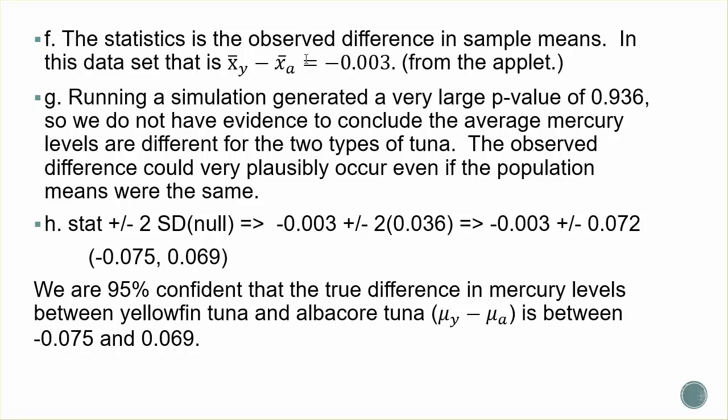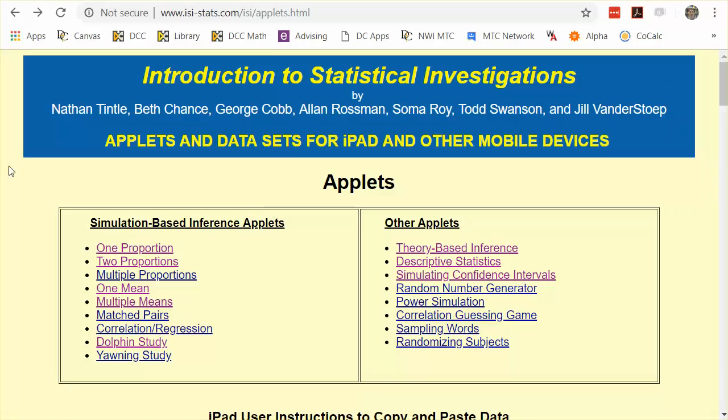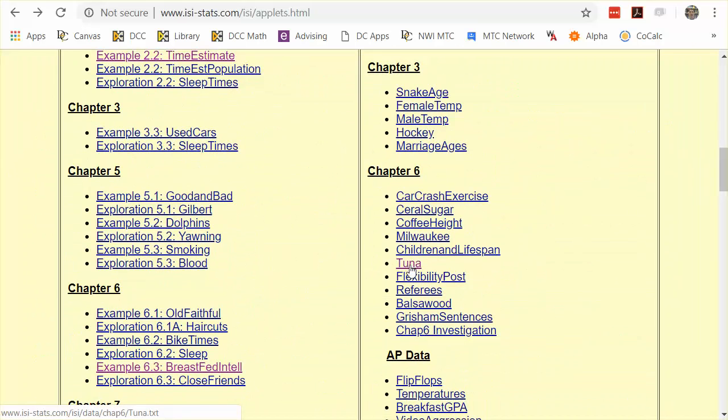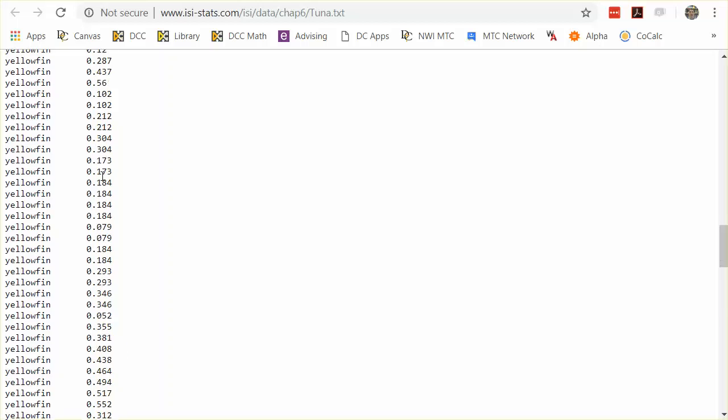So let's see what is the data going to look like in the applet. So that's what they say. Use an appropriate applet to carry out the analysis. All right, so the data is down here under chapter 6 under tuna. So here's all the data. So it says the kind of tuna and the mercury level, and then the kind of tuna and the mercury level is a whole bunch of them.